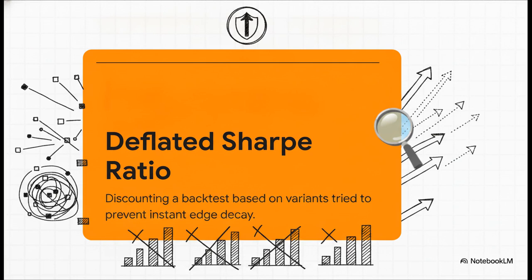Let's zoom in on Layer 0 for a second, because this is absolutely foundational. You literally cannot detect a deviation from a baseline if your baseline is just a fantasy. The framework uses what's called a deflated Sharpe ratio. Basically, it mathematically discounts a backtest based on how many different variants you tried before you finally found the winning one. If you overfit your strategy by testing hundreds of variables, it has no real edge to begin with, and it's going to decay the exact second it goes live. So this layer ensures you're only monitoring robust strategies from day one.